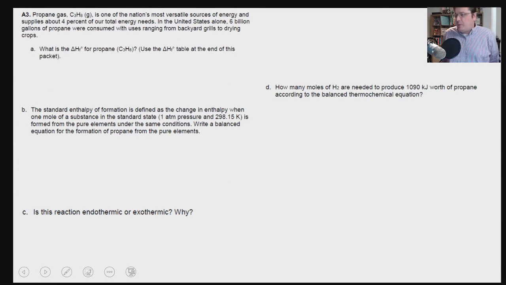A3. So this is the last problem I'm going to work on. Propane gas is one of the nation's most versatile sources of energy and supplies about 4% of our total energy needs, right?